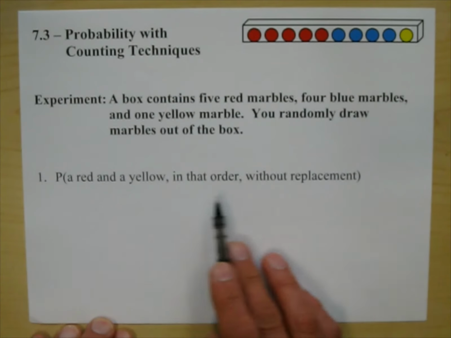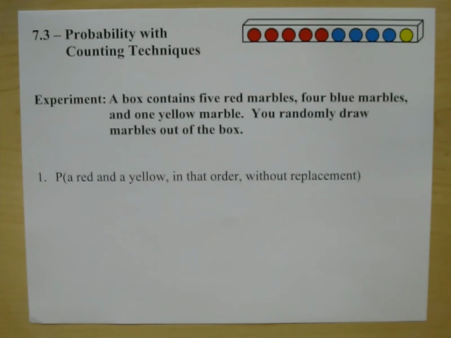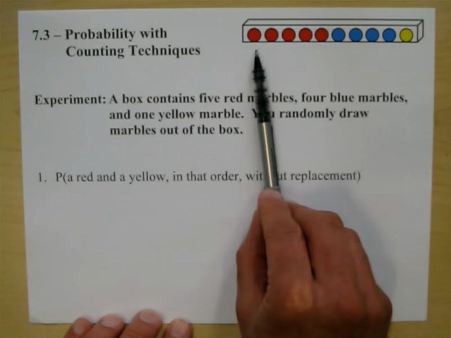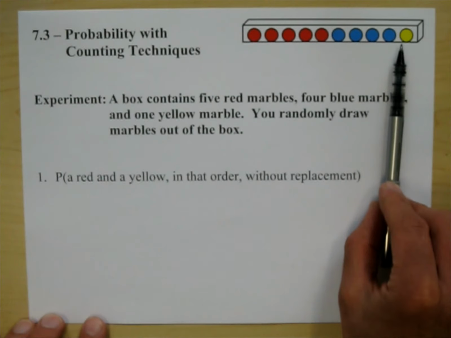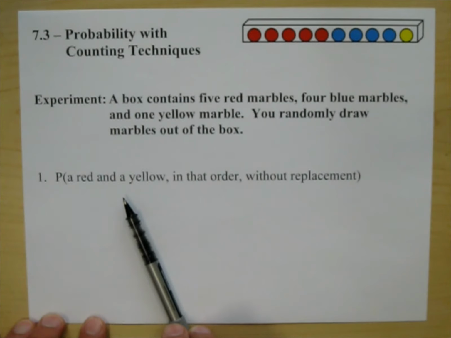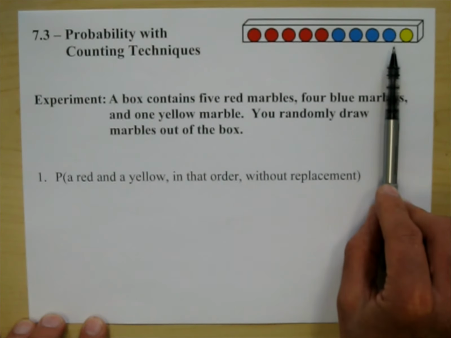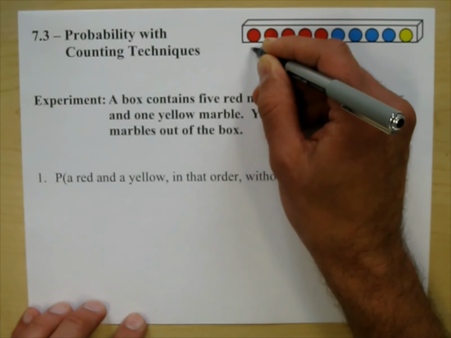Okay, so there's a lot of words here: in that order, without replacement. It does seem a little complicated. Well, let's think about this. It just seems like we have 10 marbles, and this would be our sample space, but our sample space is going to be a little bit more than this. Why? Because we're really drawing 2 marbles out of this box.